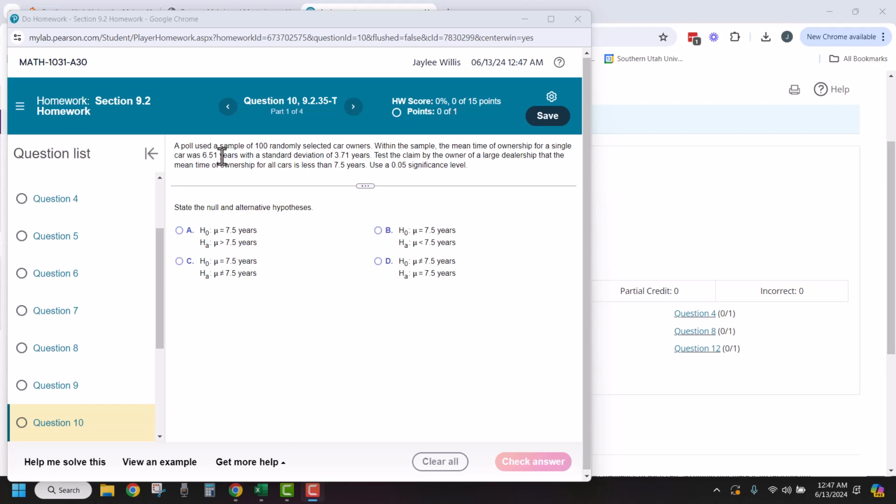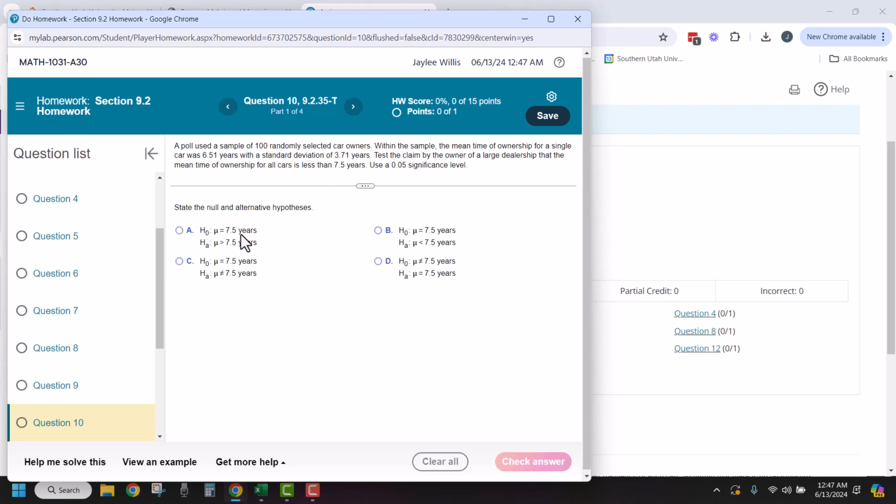So for our sample, the mean was 6.5, which is less than 7.5. But what we want to see is if this is an unlikely result to get. Because it is possible that we just happened to get a sample that was a little bit smaller than the claimed mean of the population. But it could also maybe be significant.